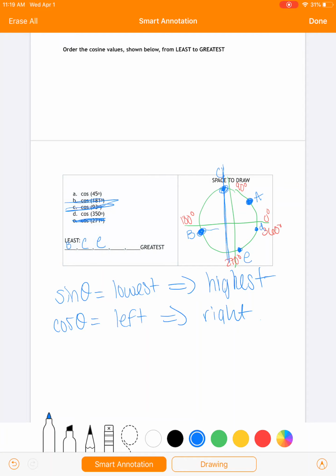And then now I'm left with two more, A and D. Based on my drawing, you can see that A isn't quite as far to the right as D, but it doesn't look like a huge difference. But just remember, 360 is the farthest to the right you can be. So something closest to 360 is going to be the highest because it'll be the closest to 1. So going from left to right, I had B, then C, then E, then A, and then my greatest value would be D at cosine of 350. So A, D.